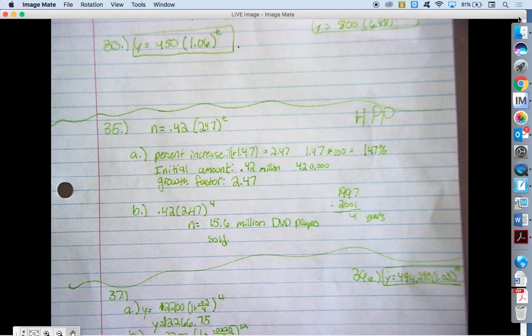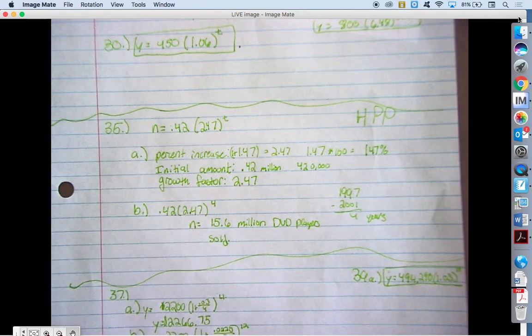Okay, so for problem 35, the problem was: from 1997 to 2002, the number n in millions of DVD players sold in the United States can be modeled by the equation n equals 0.42 times 2.47 to the t power, where t is the number of years since 1997. Part A was to identify the initial amount, growth factor, and the annual percent increase, and part B was figuring out the number of DVD players sold in 2001.